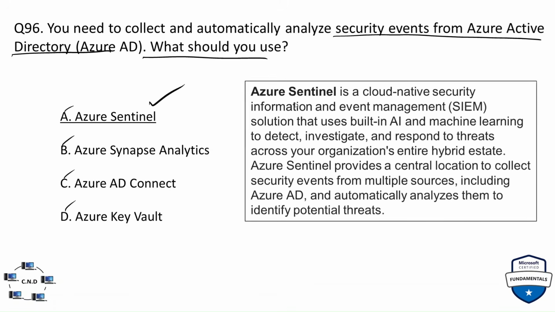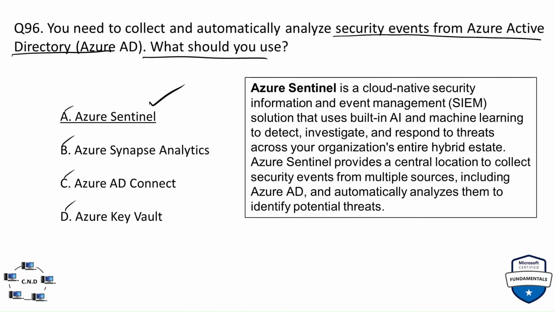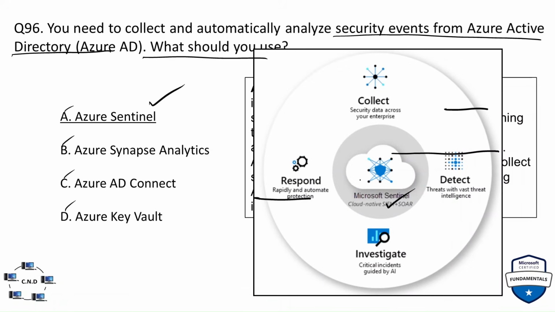What is Azure Sentinel? Azure Sentinel is a cloud-native security information and event management, that is SIEM, solution that uses built-in AI and machine learning to detect, investigate, and respond to threats across your organization's entire hybrid estate. Azure Sentinel provides a central location to collect security events from multiple sources, including Azure AD, and automatically analyzes them to identify potential threats. This is just a diagram of how Azure or Microsoft Sentinel works.